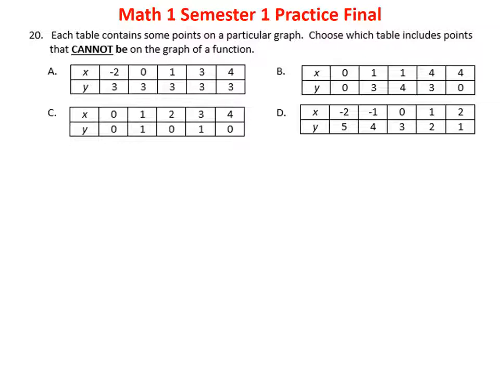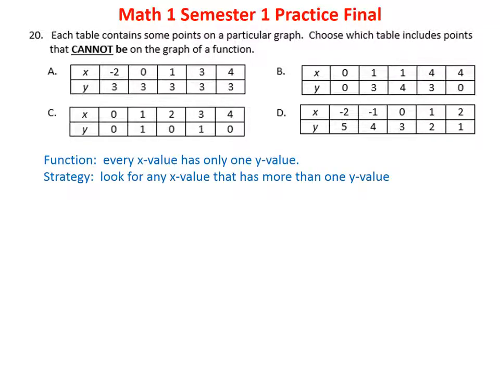Problem 20 is kind of like the problem we did with the graph where we did the vertical line test. Here we have to remember that for every x, there can only be one y value. So what we're looking for is there an x that ever shows up twice and has a different value.